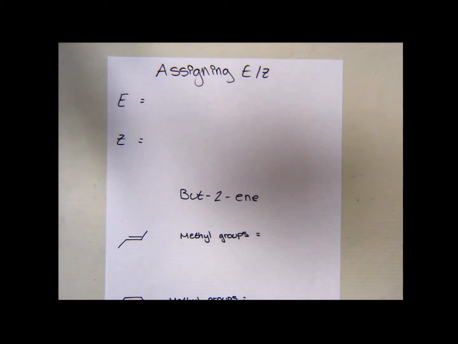This video will all be about assigning E and Z. But what is E and Z? This is a nomenclature used to name double bonds. It tells us where the major groups are relative to each other and relative to the double bond.